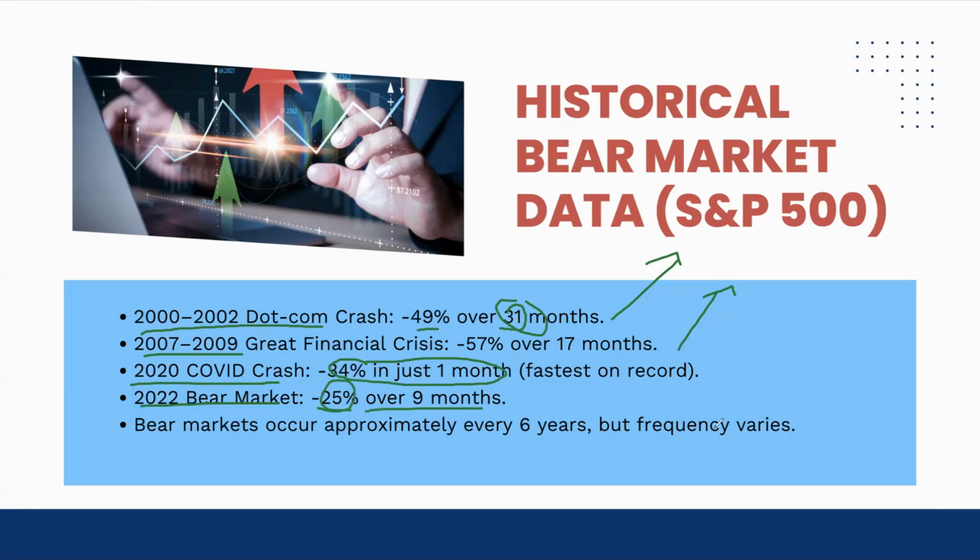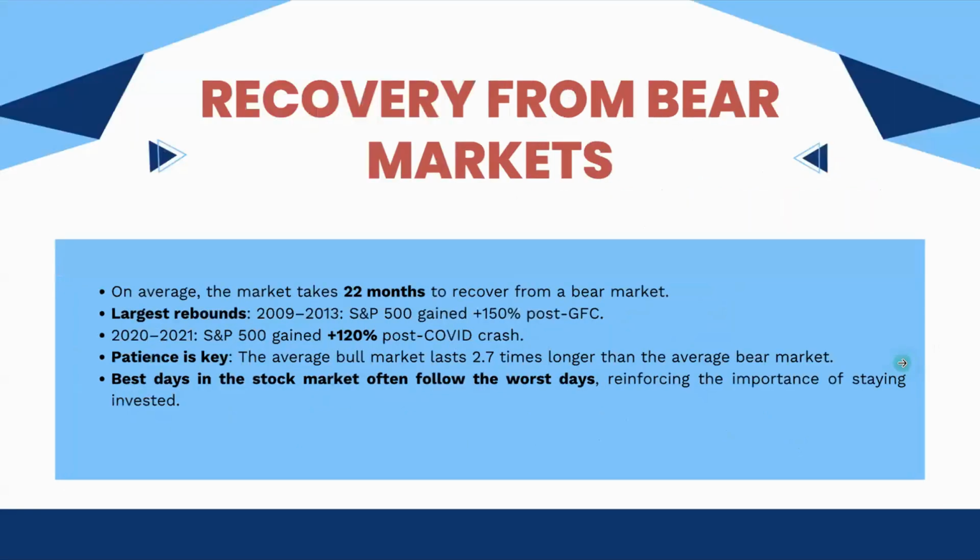That again was because of high inflation and high interest rates, raising those interest rates. And again, bear markets occur approximately every 6 years, but frequency varies. So just keep this in mind. We had a bear market in 2020, one in 2022. Could it be that it's every 2 years, which is what we're on now? We don't know. It's impossible to predict. But what we can do is make educated and informed decisions about where we are now.